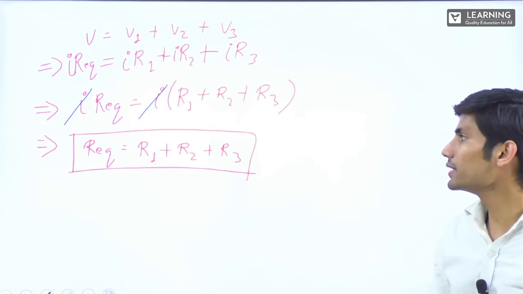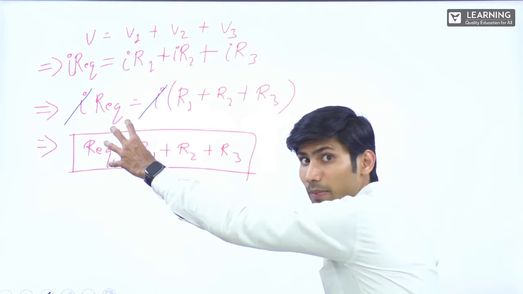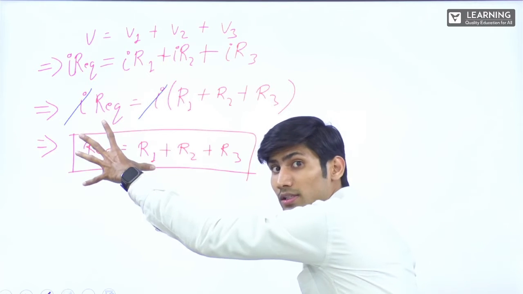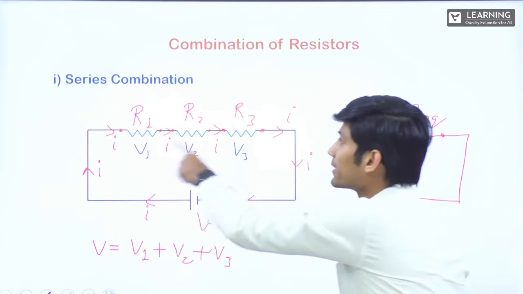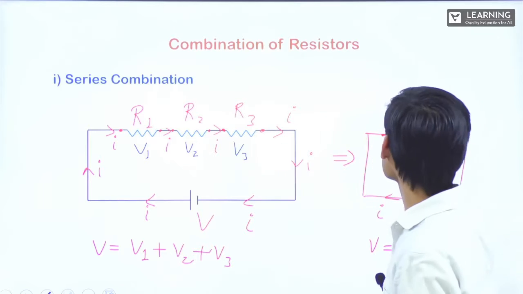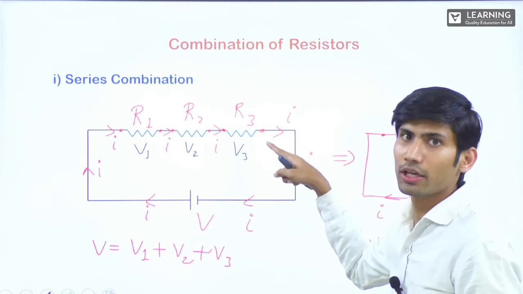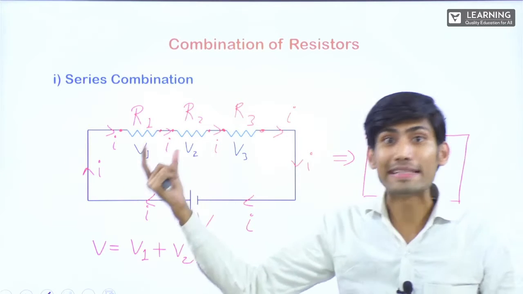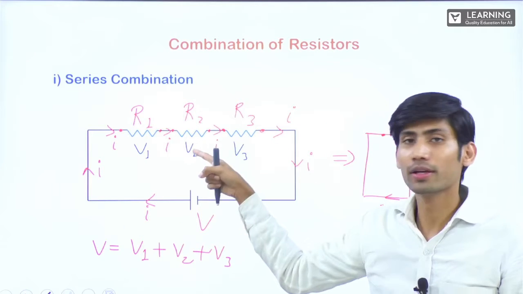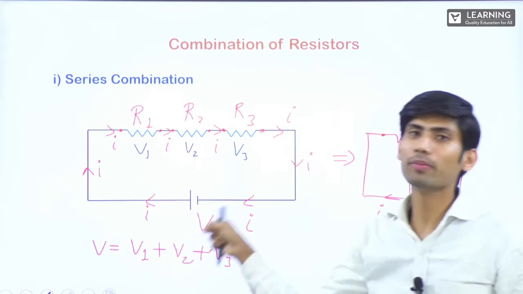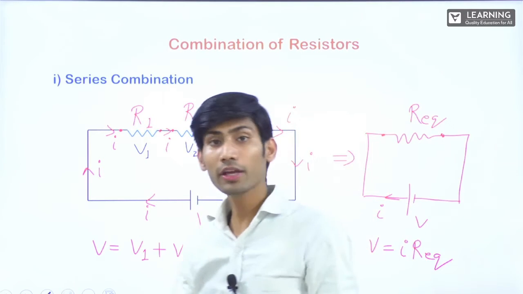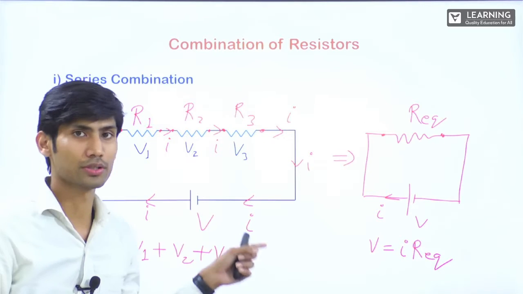Alright, that means a resistor whose resistance is equal to the sum of all these three resistors. If I connect that resistor here, removing all these three, a resistor whose resistance is equal to the sum of all these three, then also the current in the circuit will be I ampere only, if the battery is of V voltage. Clear?